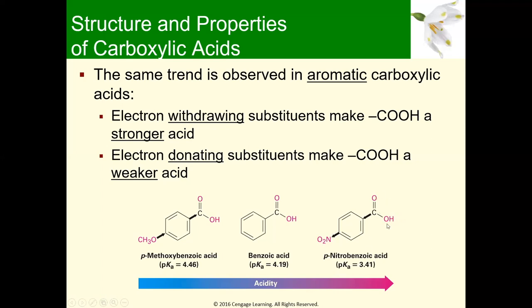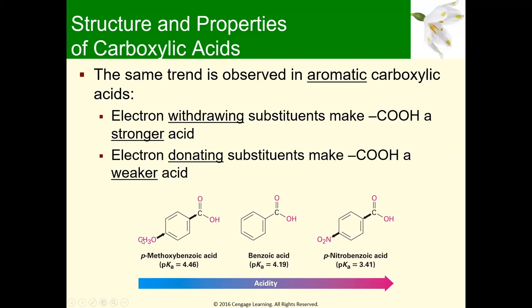Well, what that's going to do is stabilize your carboxylate anion. And it also, again, you could think of it as weakening that OH bond to make this a little more acidic of a hydrogen. So that's why the pKa is lower, 3.41, stronger acid. Well, let's go to the other side.